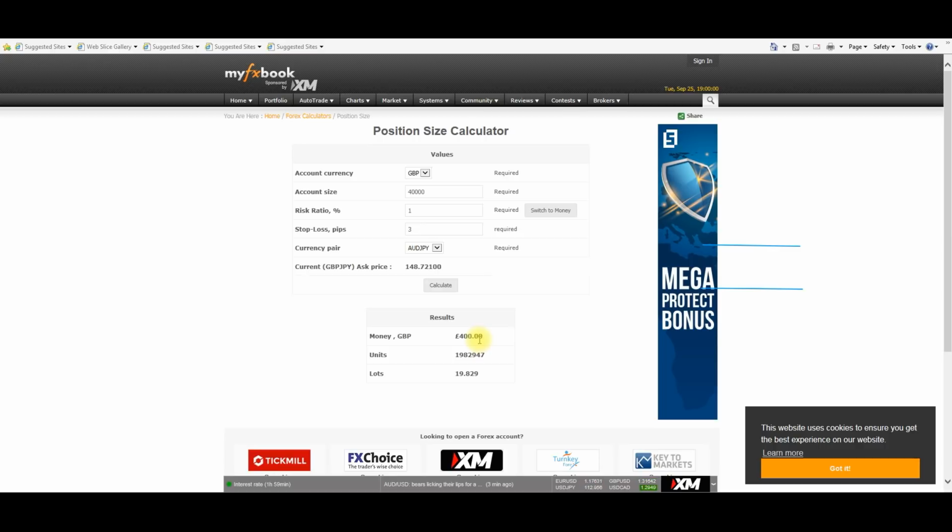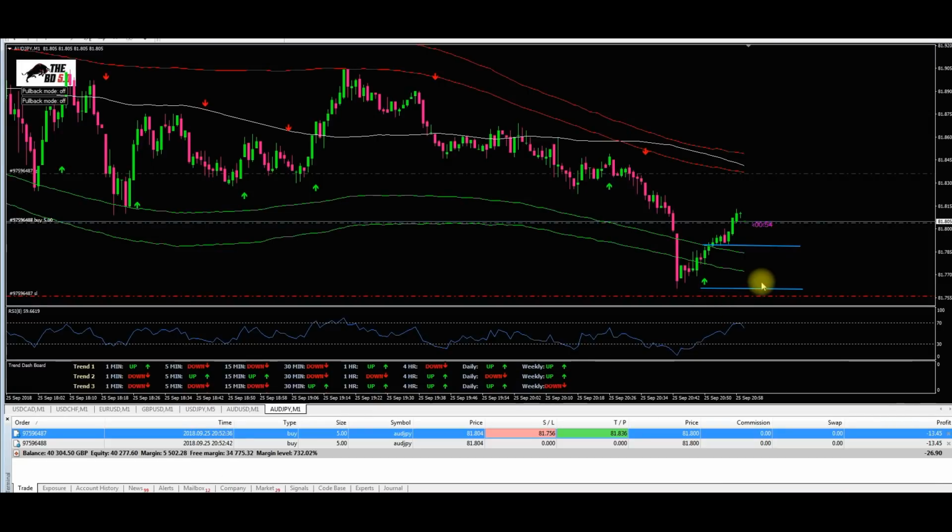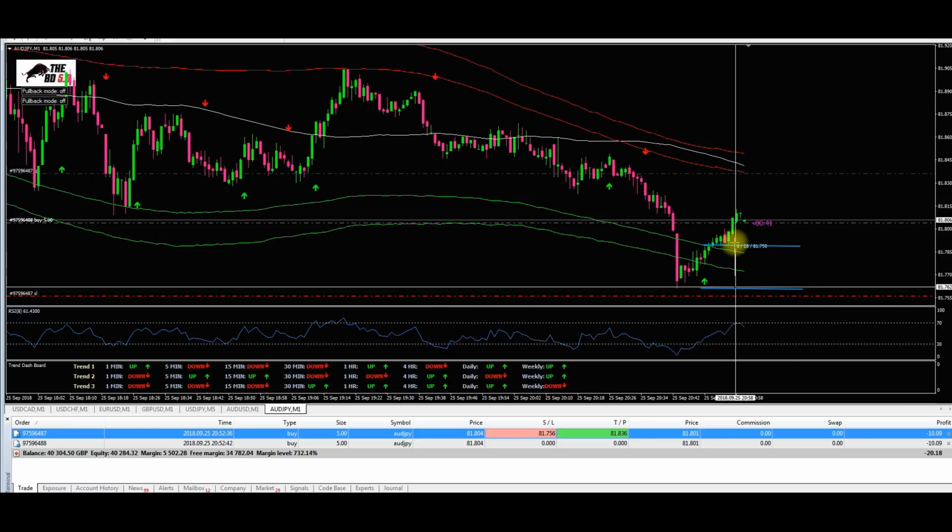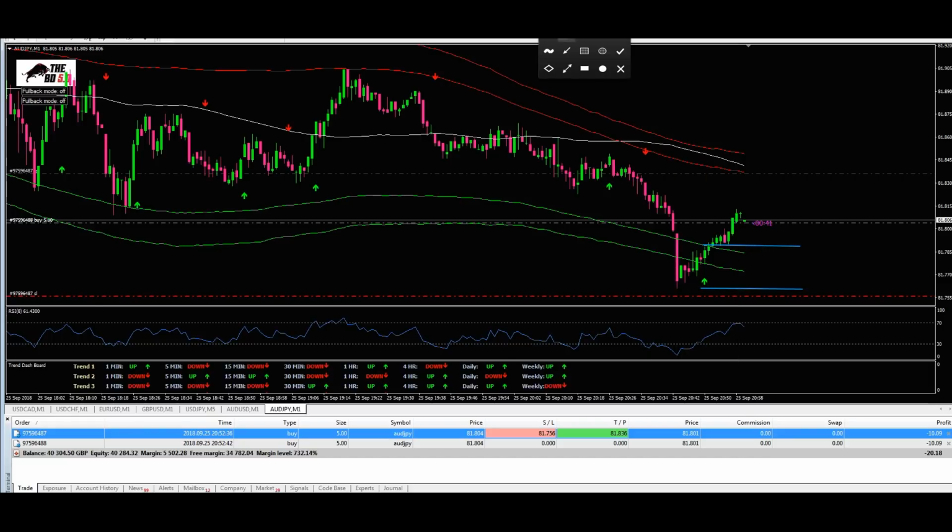So I'm preparing to lose £400 on this trade. That is my lot size. Because I'm prepared to lose £400 if I lose this trade, my take profit needs to be £400 as well. So I'm risking £400 to make £400. It's a 1-to-1 risk reward ratio. You see what I'm saying here? So if my stop loss is 3 pips, my take profit needs to be 3 pips.